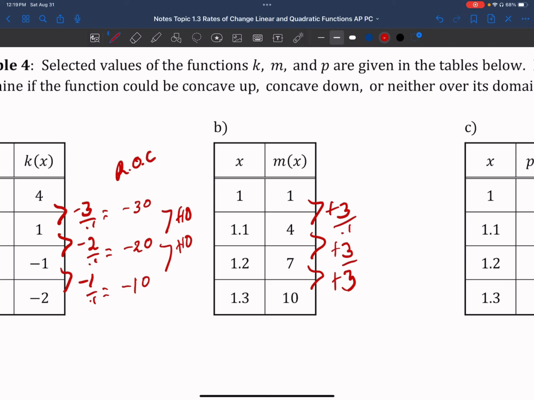Again, divide by 0.1 on all of them. So this is going to be 30. This is going to be 30. And this is going to be 30 when it's simplified.